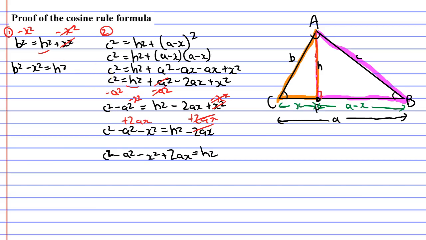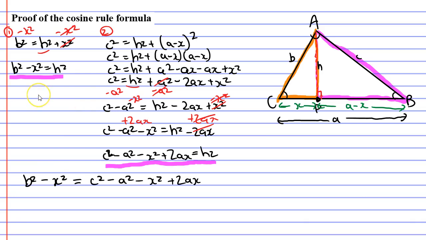Now what you'll notice is our two formulas both equal H squared. This formula here and this formula here. If they both equal the same thing, then they must equal each other. Therefore, B squared minus X squared must equal C squared minus A squared minus X squared plus 2AX, like so. Another useful thing we can do here is add X squared on both sides, and we're left with something that's much simpler. B squared equals C squared minus A squared plus 2AX.